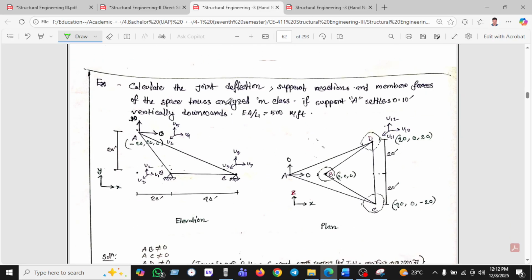Now we calculate the joint deflection, support reaction and member forces of the space truss in the class. Support A is settled down 0.1 feet vertically downward, and uy by L is given as 5 feet. This is point A, this is B, and this is C, with the elevation and the plan. In the plan, the coordinates are minus 20, 20, 0, and 20, 40, and the height is 20.